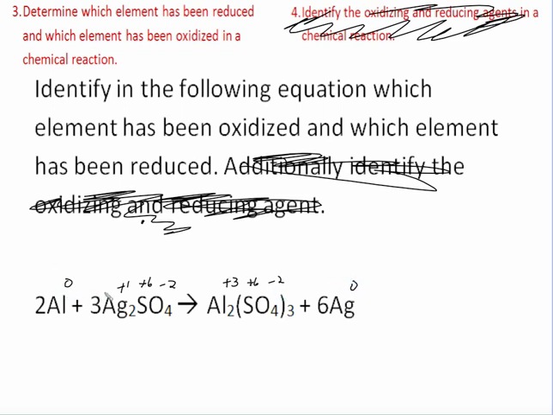All right. So I always do the reduction one first. I don't know why, but anyway. Silver, it was +1, but it's going to 0. Its oxidation number is going down. So you could say that the silver is being reduced. All right. The aluminum, however, its oxidation number is going up. So the aluminum is being oxidized.